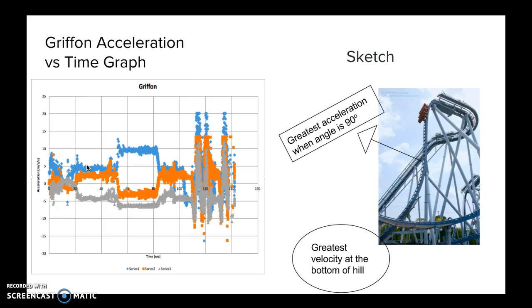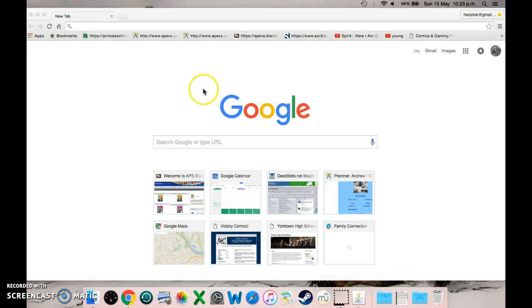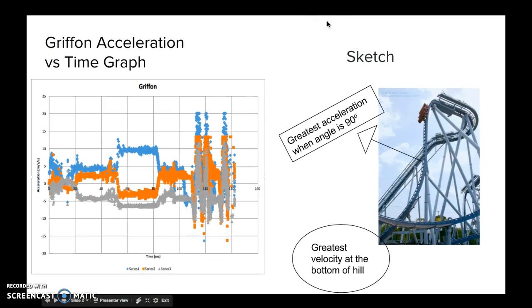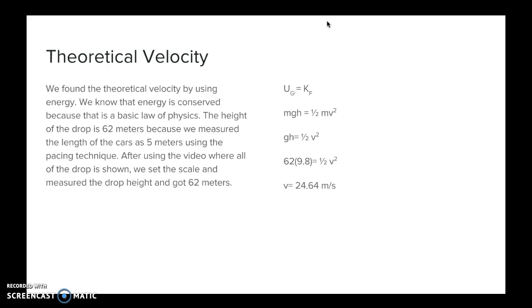The greatest angle is 90 degrees. Let's go back. And so the greatest linear acceleration will be when it's 90 degrees. And then the greatest overall will be at the bottom of the circle.